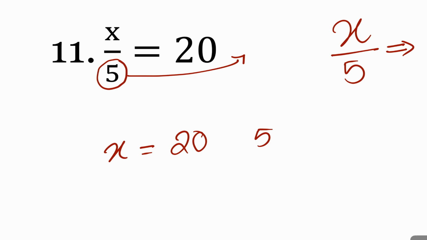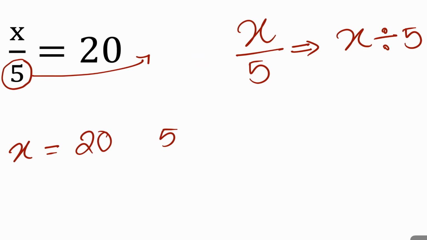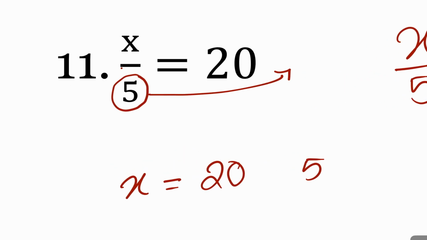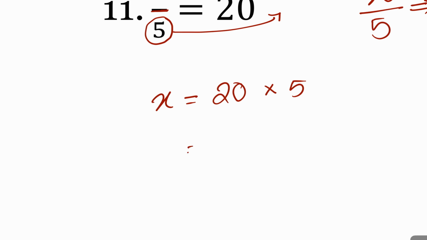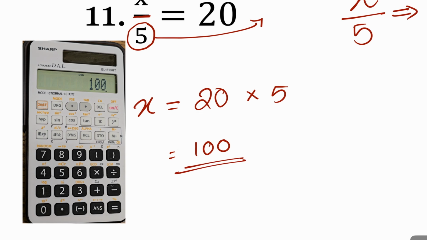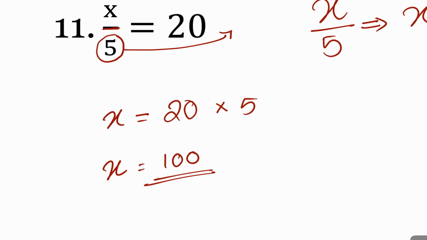Okay, now let's talk about the operation. What do you have to do, is it multiplication or division? If you're confused, I can make it simple. I told you x over 5 means x divided by 5. So this is division. On the left hand side, x is divided by 5. So when 5 is going to the right hand side, you have to do the opposite operation of division, that is multiplication. 20 times 5 is 100. That's it. So your final answer is x equals 100.